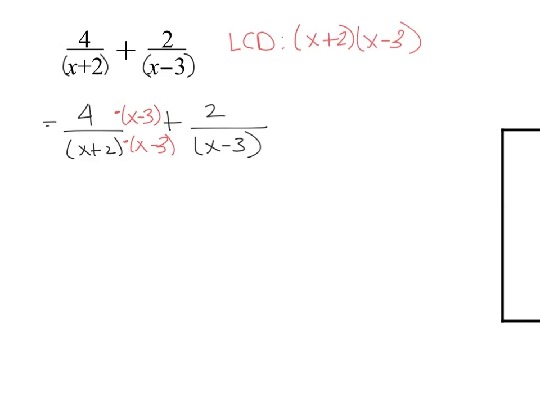Now let's look at the next one. This denominator is x minus 3. So this is taken care of. We just need to multiply it by x plus 2. So we're going to multiply x plus 2 in the denominator and x plus 2 in the numerator.